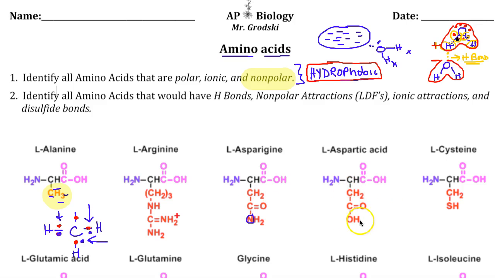For the same reasoning here, I have O's at this end. There's CH's at this end. There's more electron density. We're pulling. Most electrons are over here. This isn't a nonpolar.